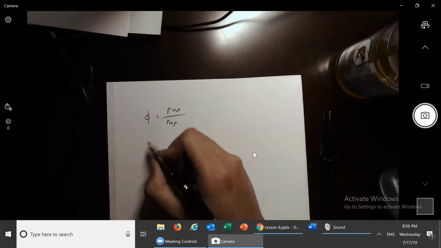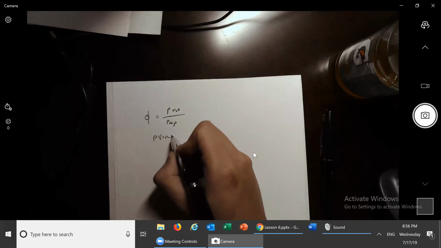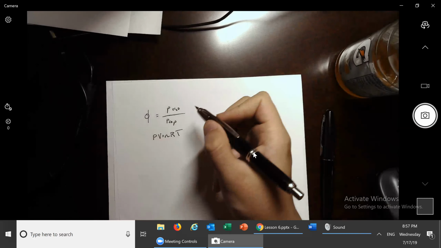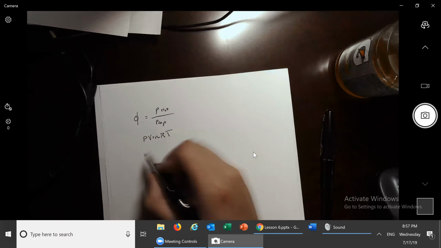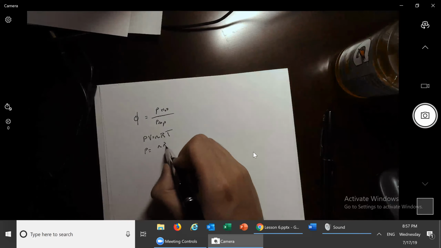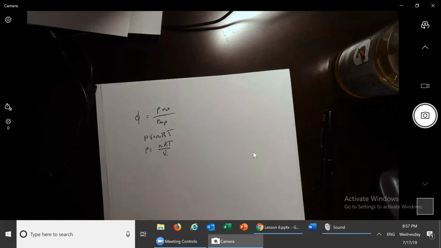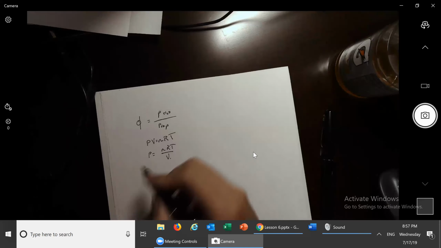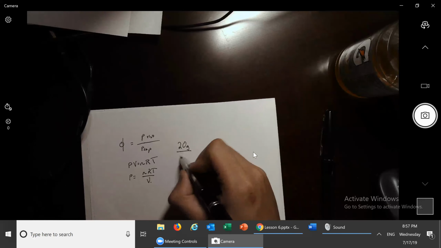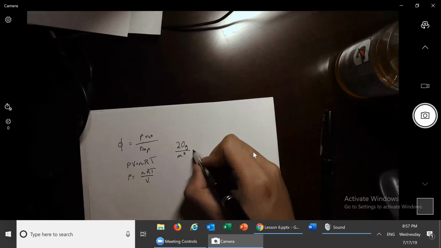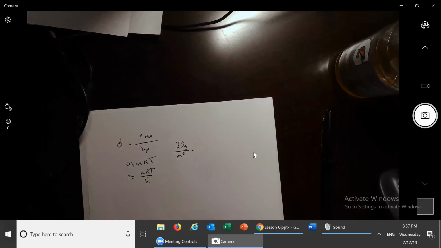So remember the ideal gas law? We can assume that the water vapor acts as an ideal gas, and we should rearrange this equation such that P equals nRT over V, okay? Now let's see what we can do with the information we are given. We're given a density, a water content of 20 grams per meter cubed. The first thing we need to do is convert everything into liters because our value of R is in liters.